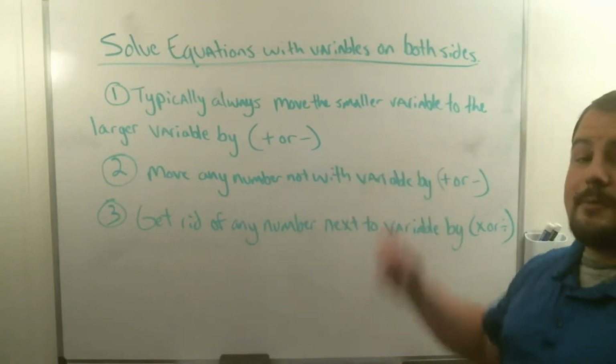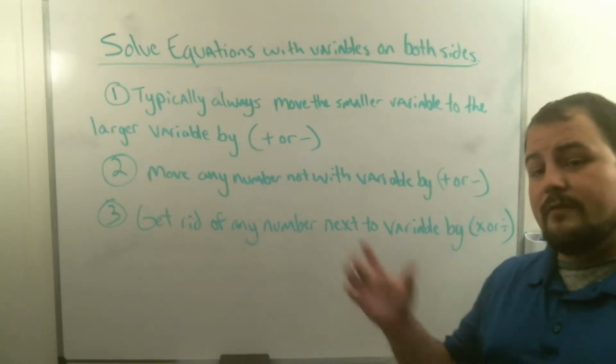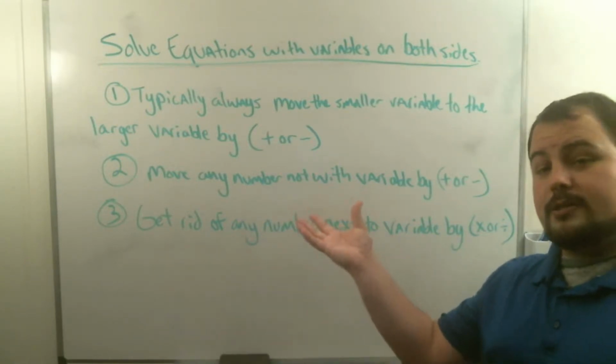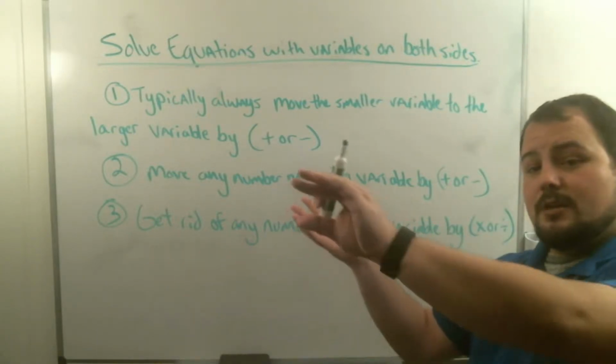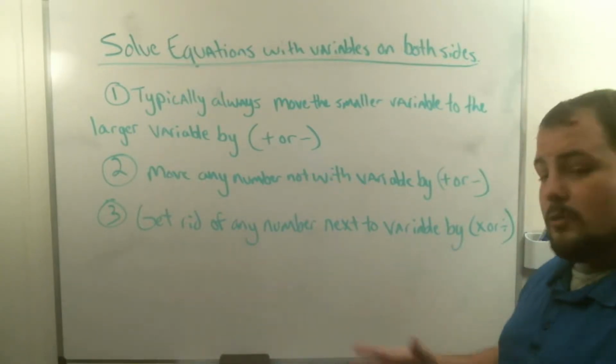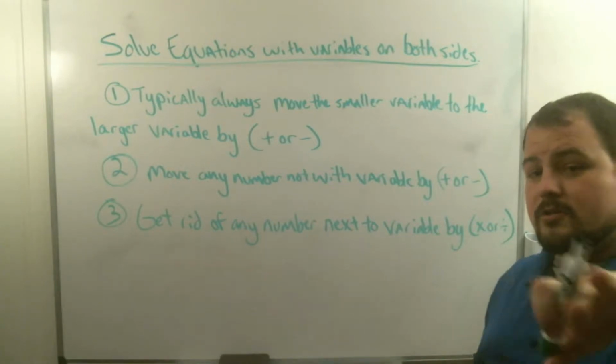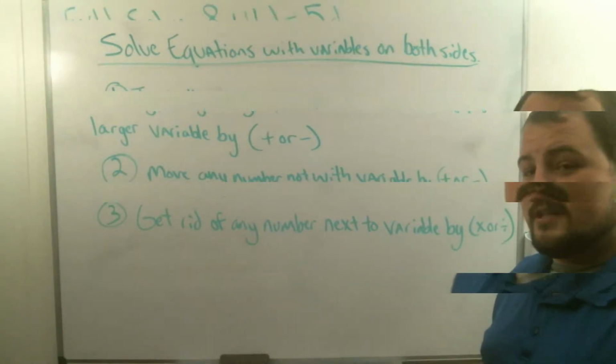So these 3 steps will typically get us to our answer with what we're doing for this lesson. Sometimes we might not do step 1 first because sometimes we'll have a variable that's all alone and there's nothing with it. In that case, you want to take the variable from the other side and move it to that variable. We'll see that in our first example. So with that being said, let's start our first example.